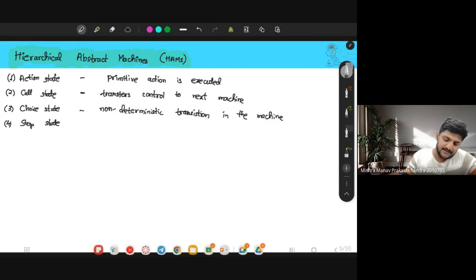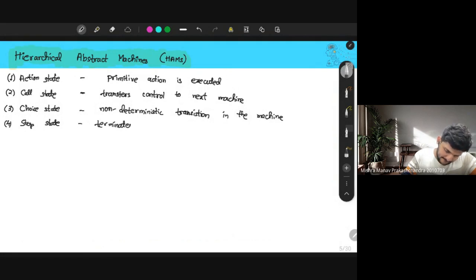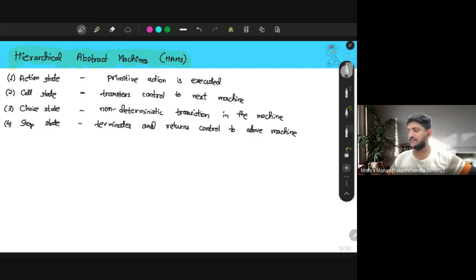And the stop state terminates and returns control to the above machine. Okay, I've just written down the definition.